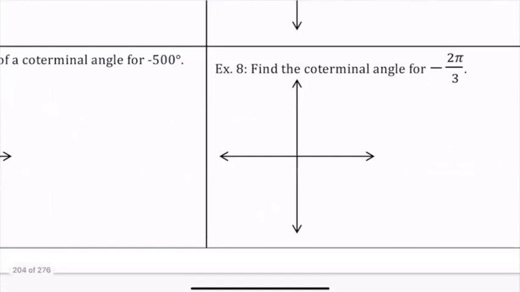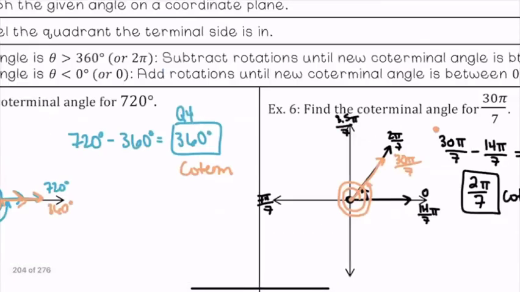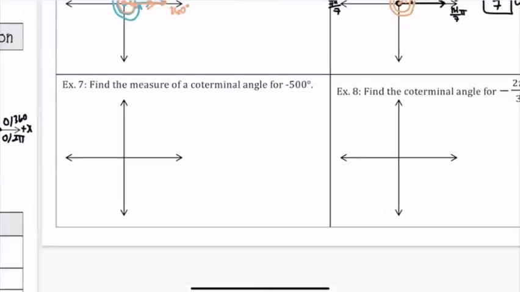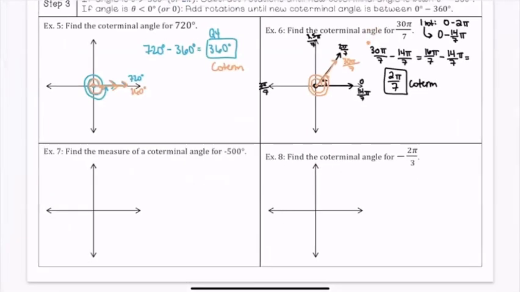Go ahead and see if you can figure out the other two. They are too small, so you're going to have to add rotations instead of subtract them. So go ahead and pause, try 7 and 8, and then come back when you're ready.